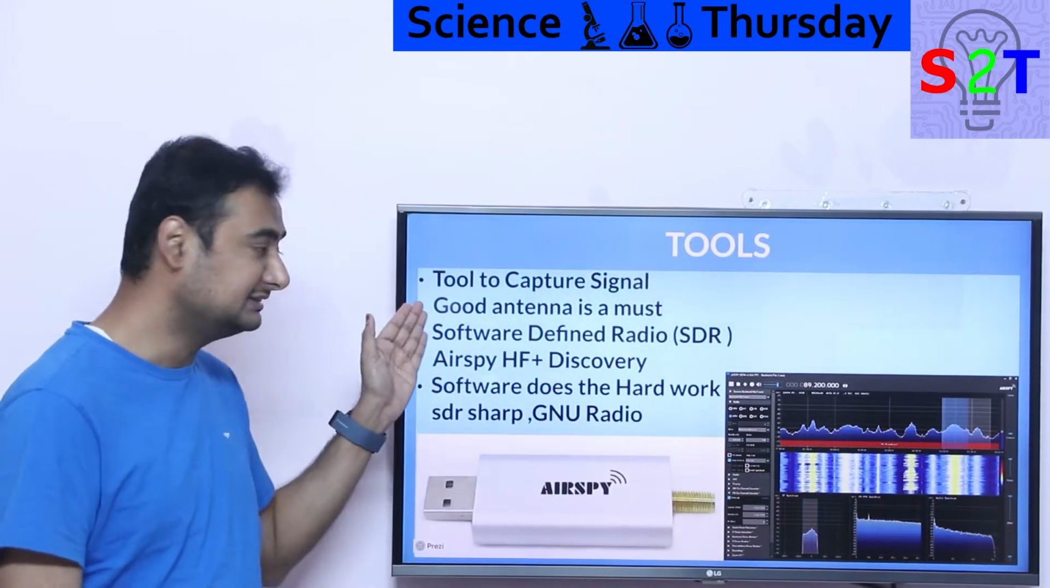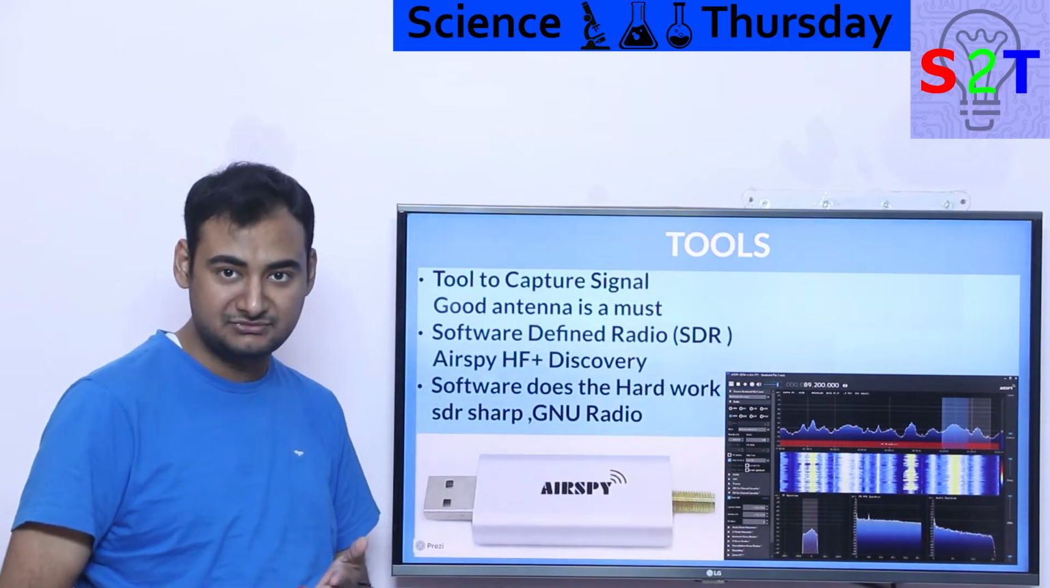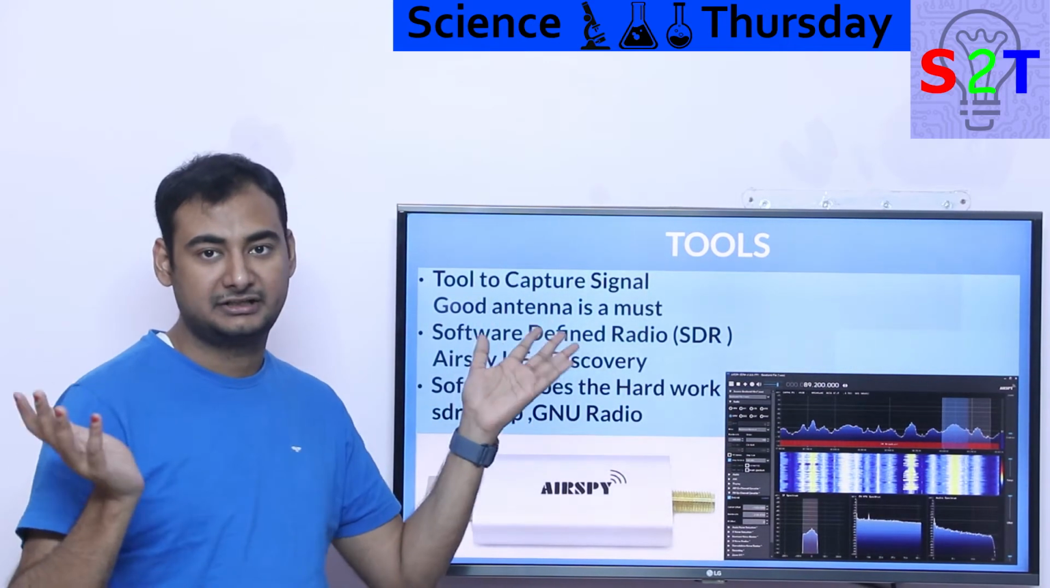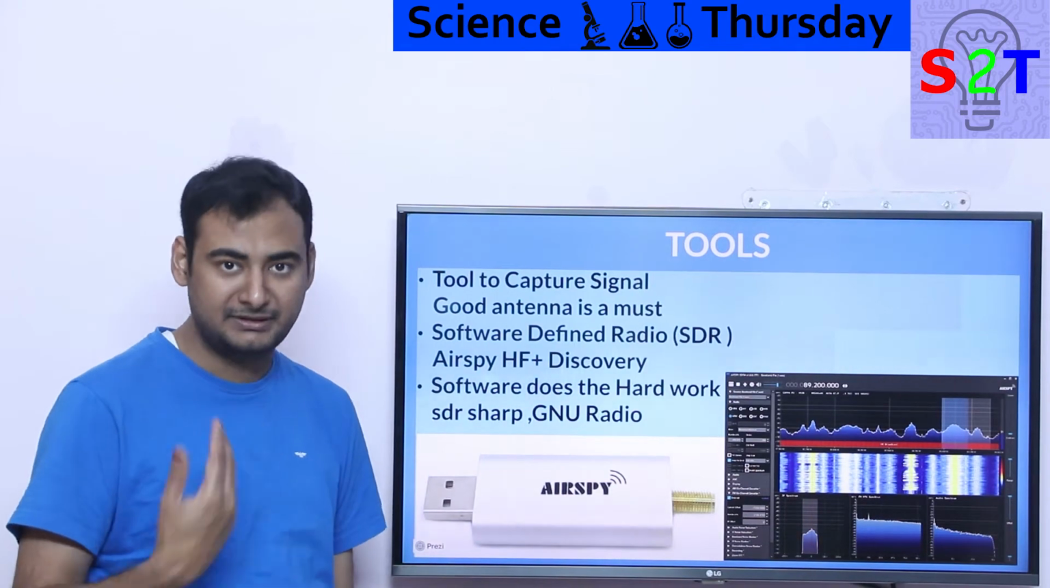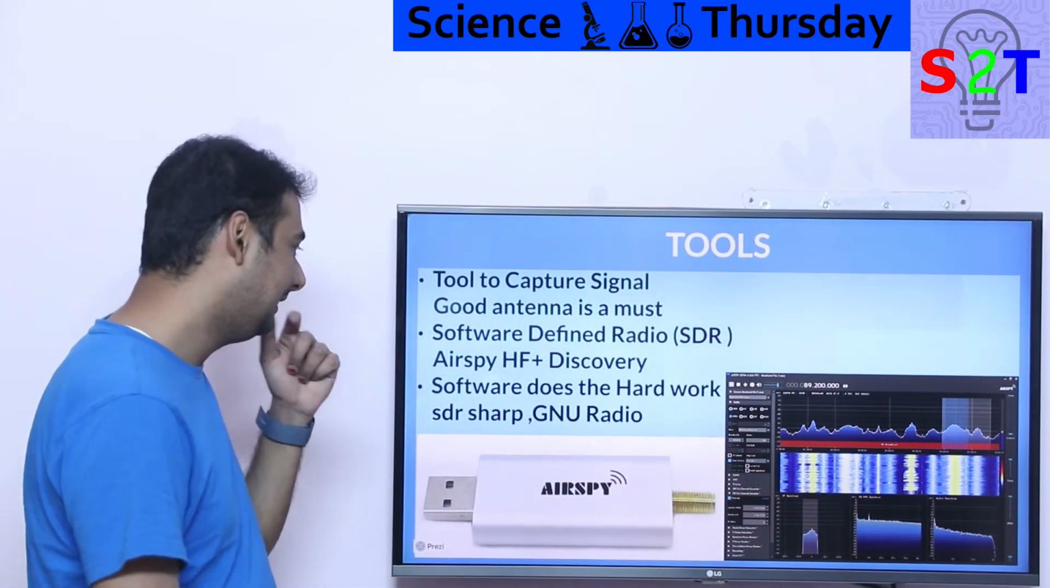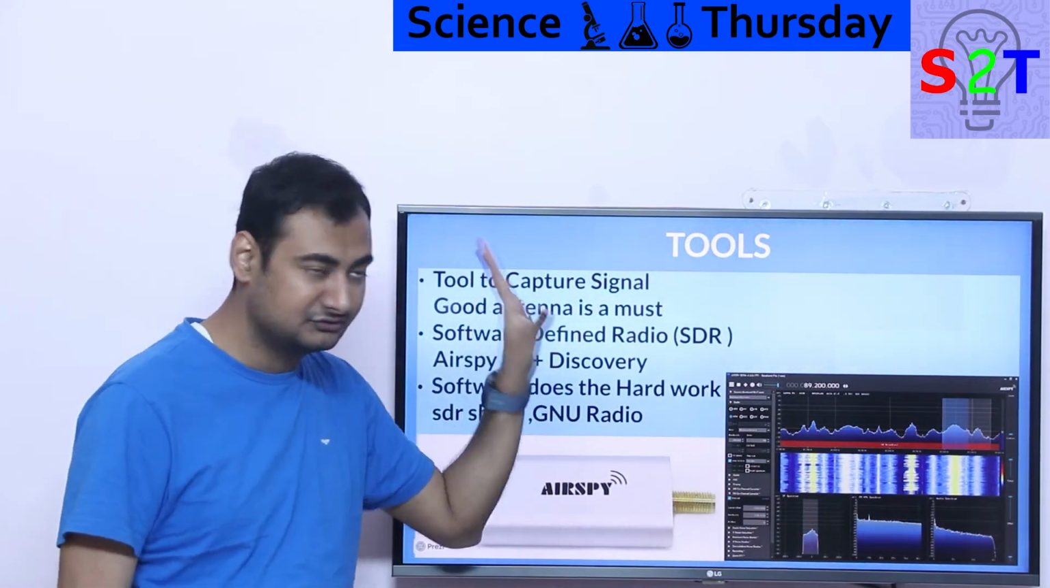So these are the first two things. You have to have an antenna in terms of hardware. You have to have a connector if you want to wire the whole system. A permanent installation does require those sort of things. And after that, you have to have software.